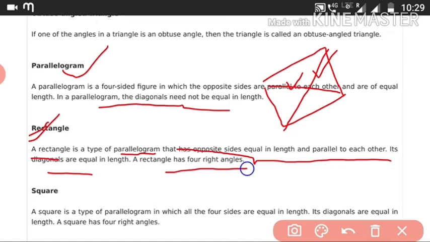A rectangle has how many angles? 4 right angles. So right angle means what? 90 degrees. So in rectangle, all angles will be what? 90 degrees. So all these angles will be of 90 degree.